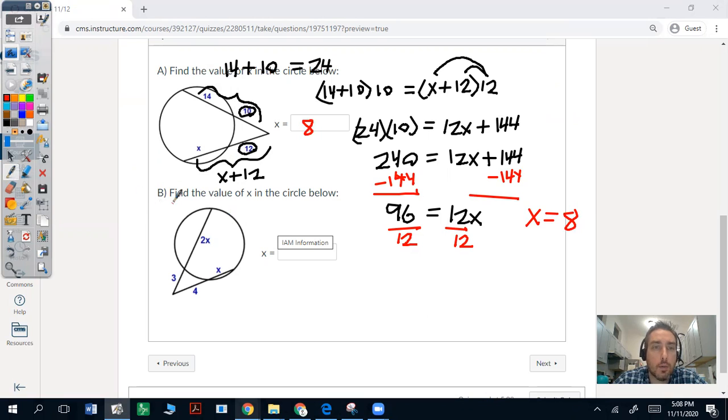I'm going to go over letter B, but if you want to try that one on your own, pause it, wait for me to go through it, and then you can check my answer at the end. So I'll go ahead, pause it now, and try it on your own.